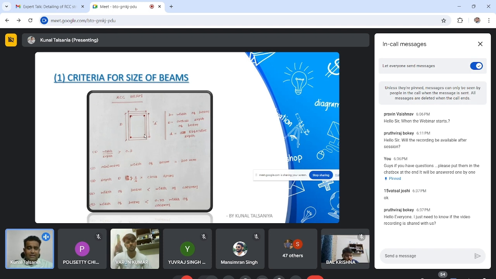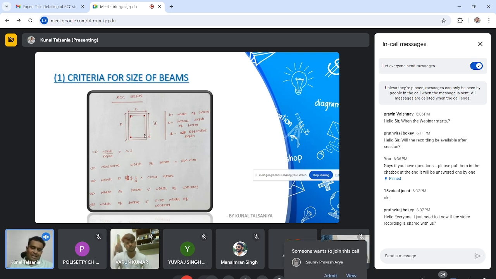Another criteria is that the minimum width of beam is 200 mm. This is also an important criteria because before IS 13920:2016, many consultants or companies would give a 150 or 115 mm thick beam, which is actually not allowed as per IS 13920:2016. So you have to provide a minimum 200 mm width of beam.